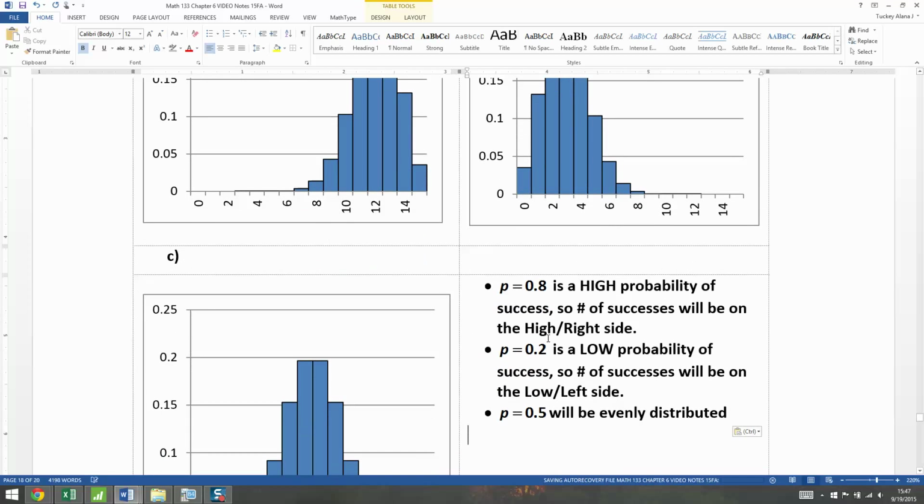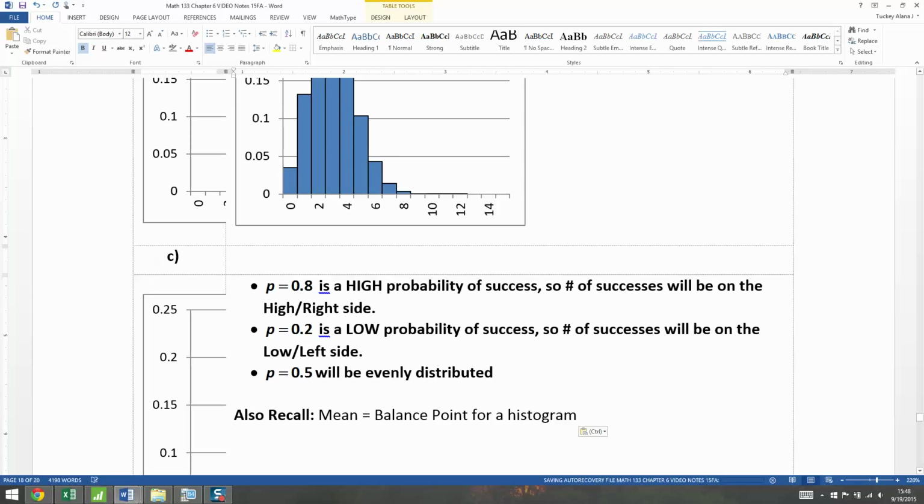But there's another way to think about this, and that is that the mean is the balance point for a histogram. Remember that from chapter 3? It's been a while. All right, so the mean is the balance point, meaning it's like the fulcrum in a teeter-totter, or a seesaw, or a lever, depending on what country you're from. So if that's the case, you could actually figure out where the mean would be.